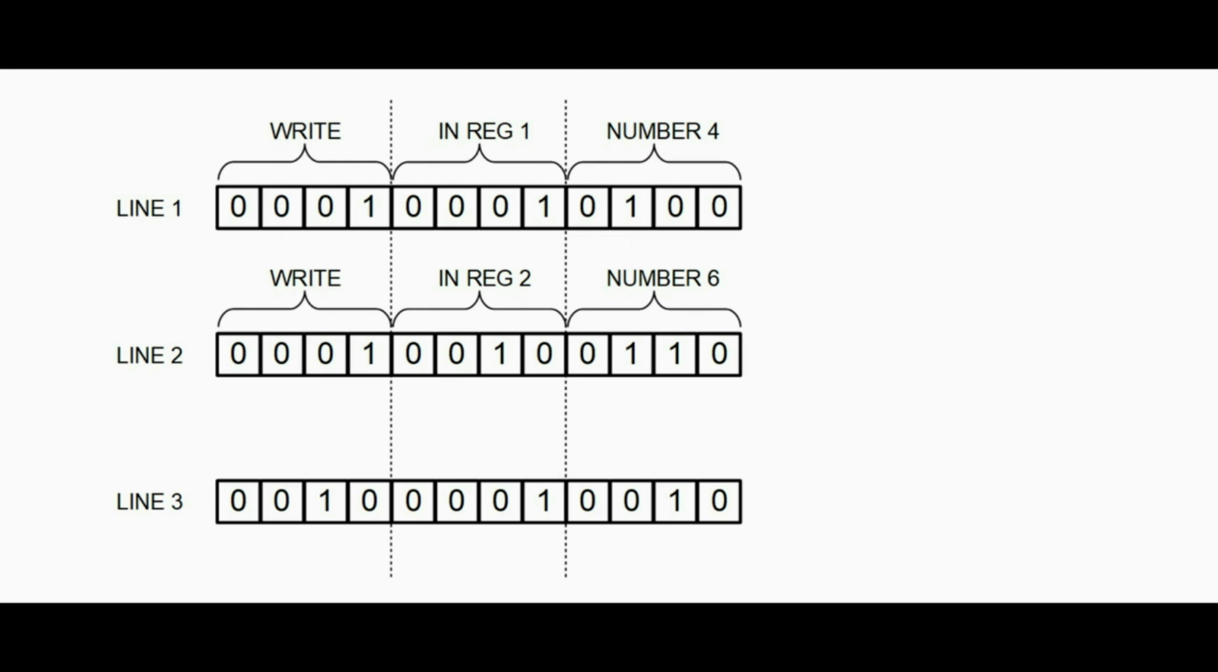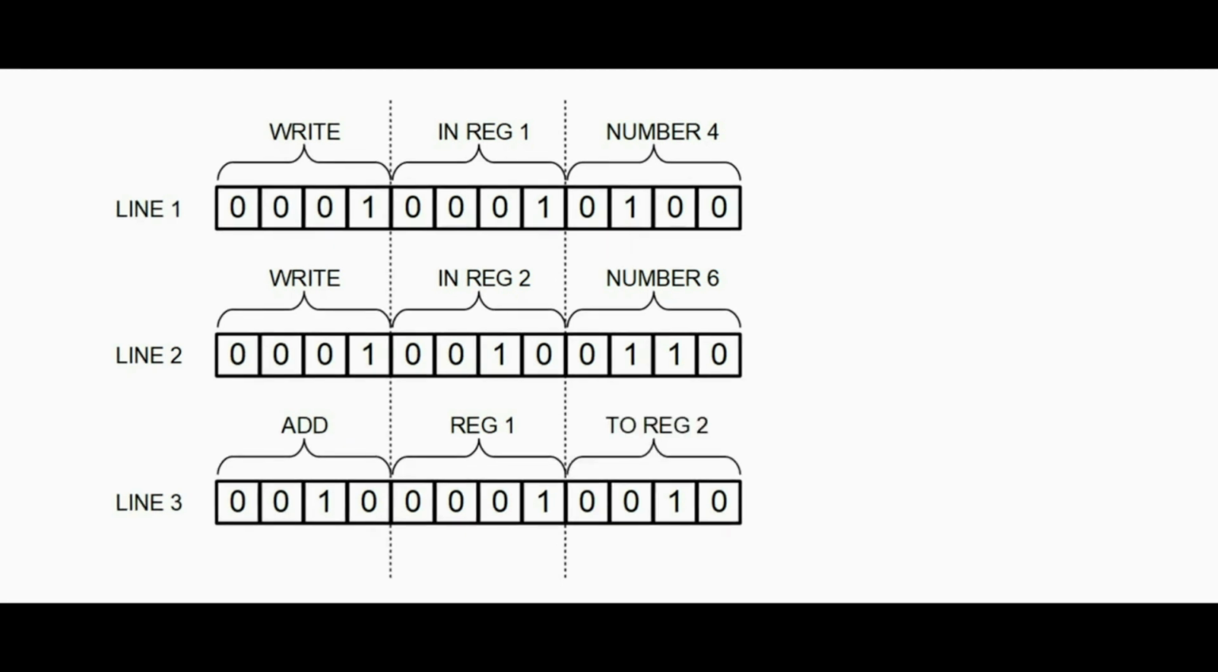If we convert 0110 from binary to decimal, it would be number 6. The third line of code will start with a different operation. In this case it will be an add operation, and we will add the number that is in register 1 to the number that is in register 2, and the result will be stored in register 2.